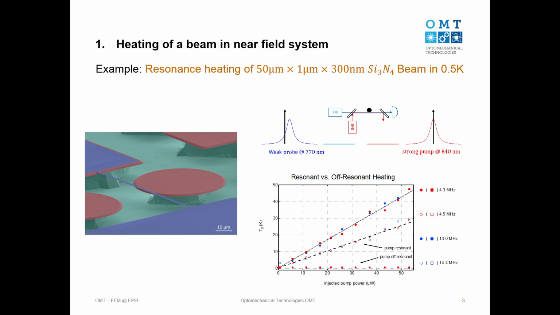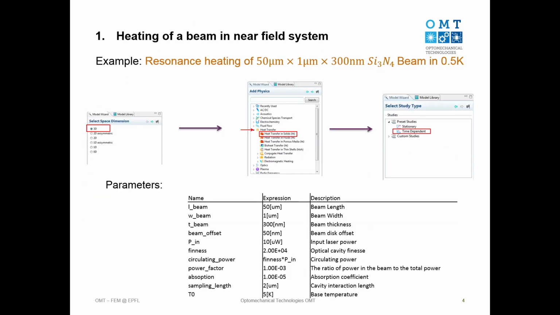I know the absorption coefficient. I need to know another factor, which is the sampling length, and a base temperature of my beam. At the time we were doing these measurements at a cryogenic temperature of 5 Kelvin. So the only thing I need to tell you is what this sampling length is. And what is the sampling length?